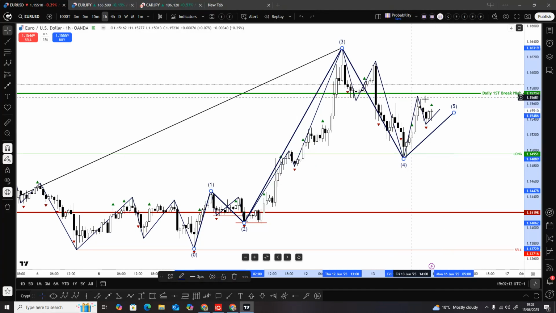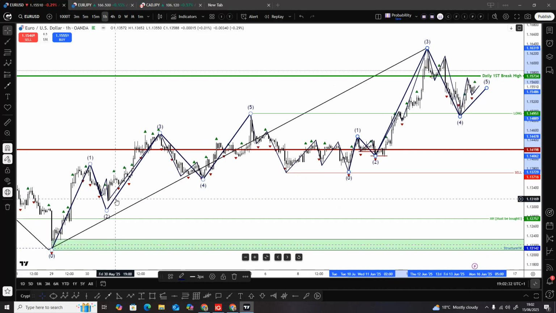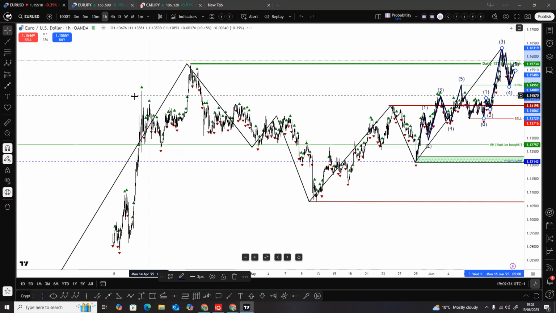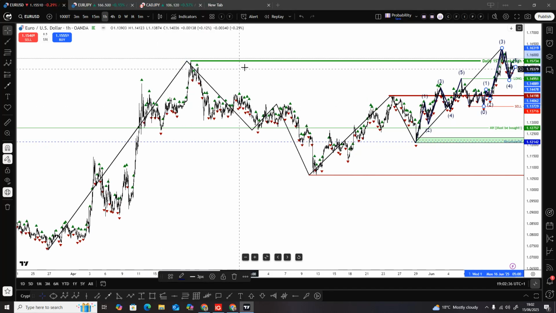The ideal setup for those that want to sell: if price fails to take this high, which is the 11569, then selling a downside continuation is valid based on the daily break. We have a bigger analysis on this already.